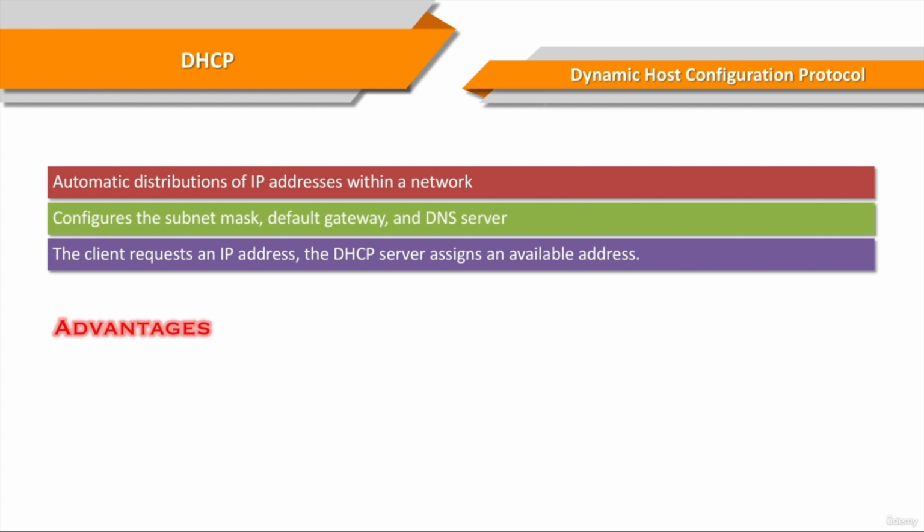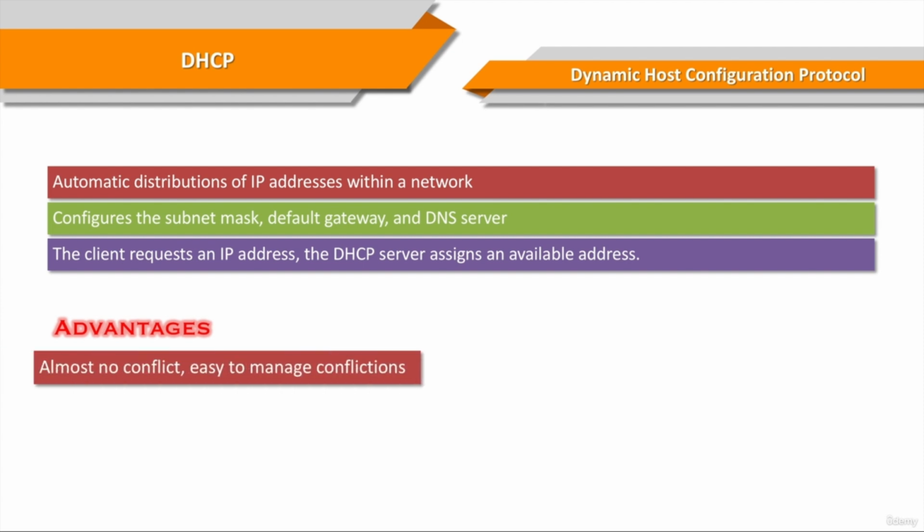Since DHCP allows that configuration to happen automatically, it's used in almost every device that connects to a network, including computers, switches, smartphones, gaming consoles, you name it. Now, because of this dynamic IP address assignment, there's less of a chance that two devices will have the same IP address, which is very easy to run into when using manually assigned static IP addresses.